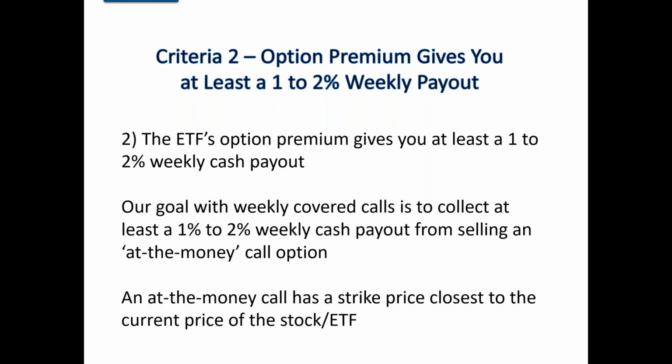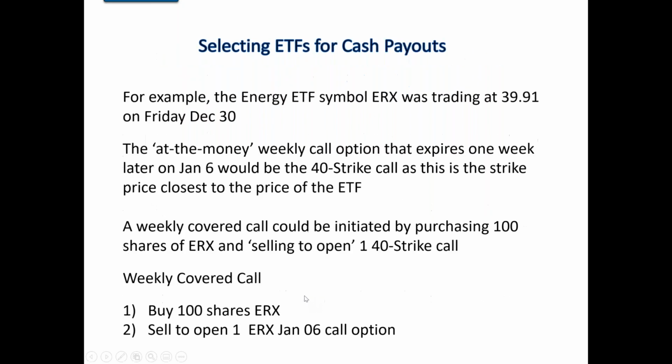And criteria number 2 is that the ETF or stock option premium gives you at least a 1 to 2% weekly cash payout. So our goal with weekly covered calls is to collect at least 1 or 2% per week from selling the at-the-money call option. And the at-the-money call option has a strike price closest to the current price of the stock or the ETF.